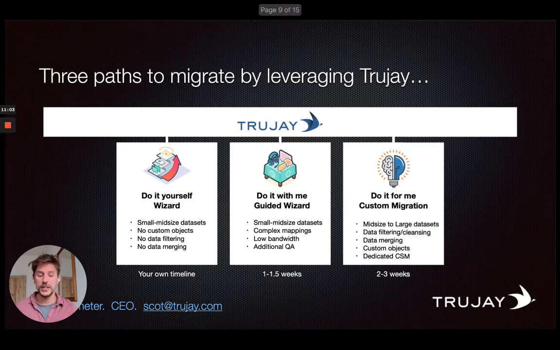And finally, we have a custom migration, and this is just where it's Trujay, do it for me. You'll have a dedicated CSM, they have a project plan, there's going to be a kickoff, you're going to confirm all the data, all the criteria, all the objects. They're going to do the mapping for you. And they are basically a liaison between you and the tech engineer team working behind. So data merging, custom objects, anything and everything you can think of, millions of records, whatever it might be, these are all a good fit for a custom migration.